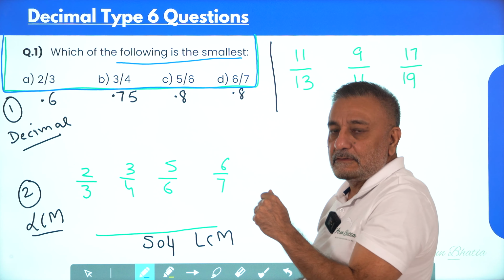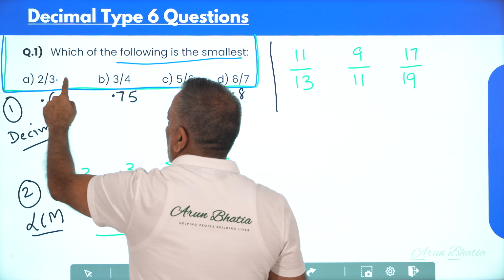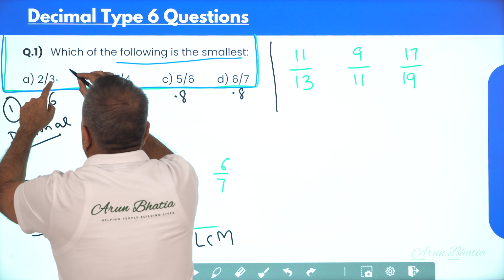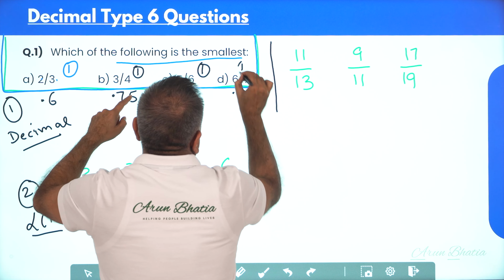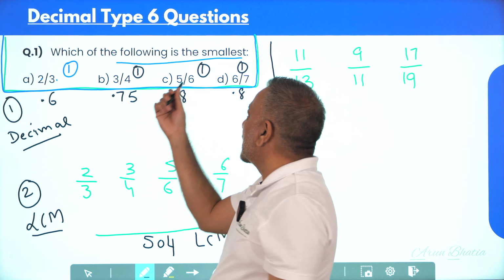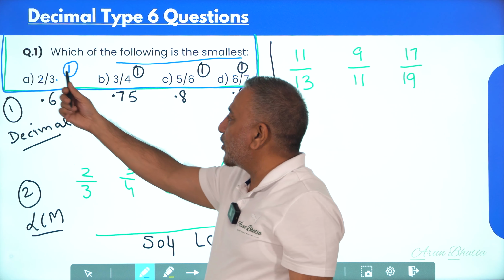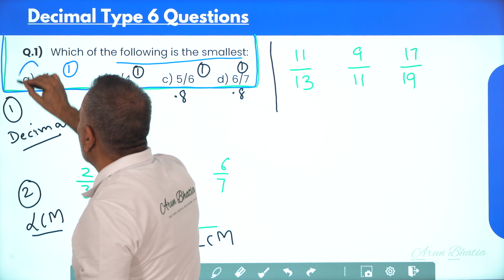There are other ways. When the difference between numerator and denominator is the same, here the difference is how much? 1. Here the difference is 1, here the difference is 1, here the difference is 1. When the difference is the same, then the largest numerator is the largest value, and the smallest numerator is the smallest value. That means this is the smallest value and this is the answer.